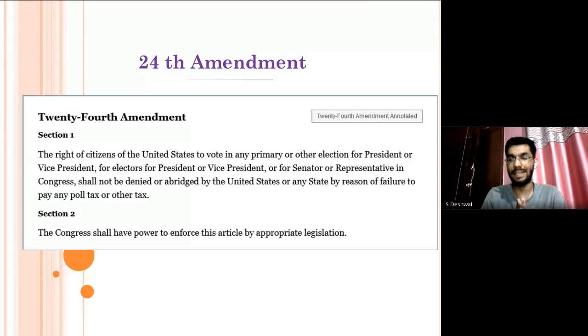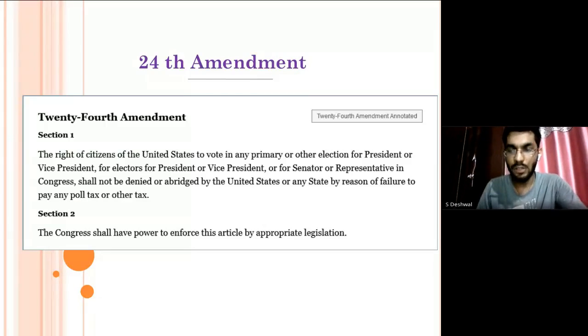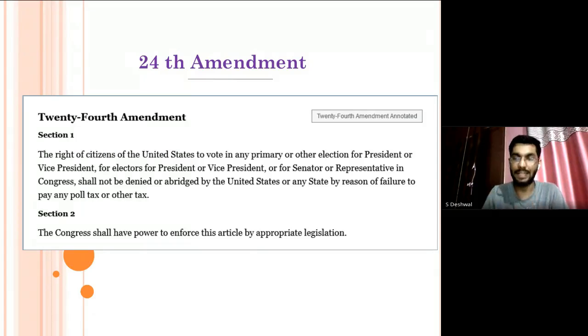So this is important. There were many state laws that actually prohibited, that excluded an individual from exercising his right to vote if his taxes were not paid, right? So this has been a constitutional safeguard. This has been provided under the 24th Amendment that any citizen, even if he has failed to pay any poll tax or other tax, his right to vote cannot be taken away from him. So that's a very important right. So this was the 24th Amendment.